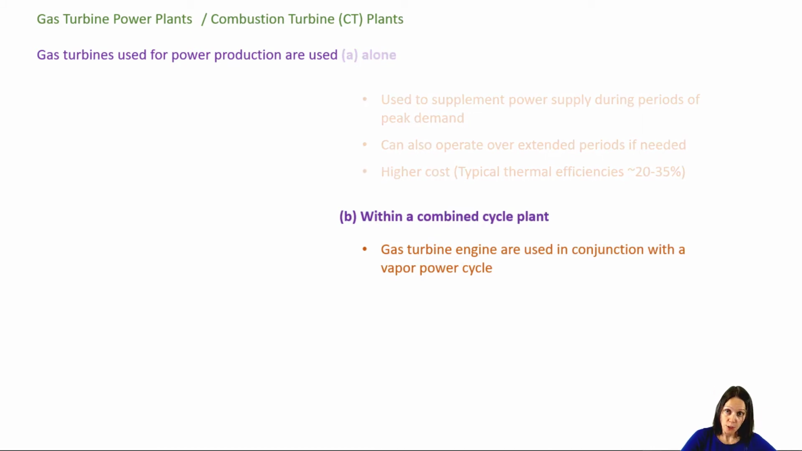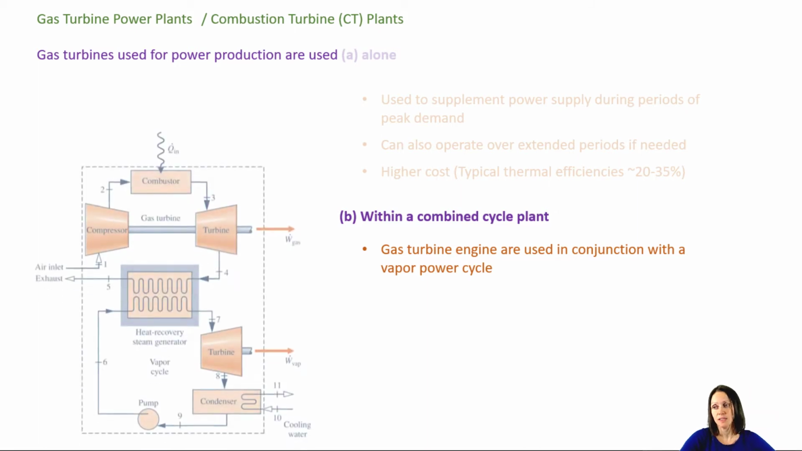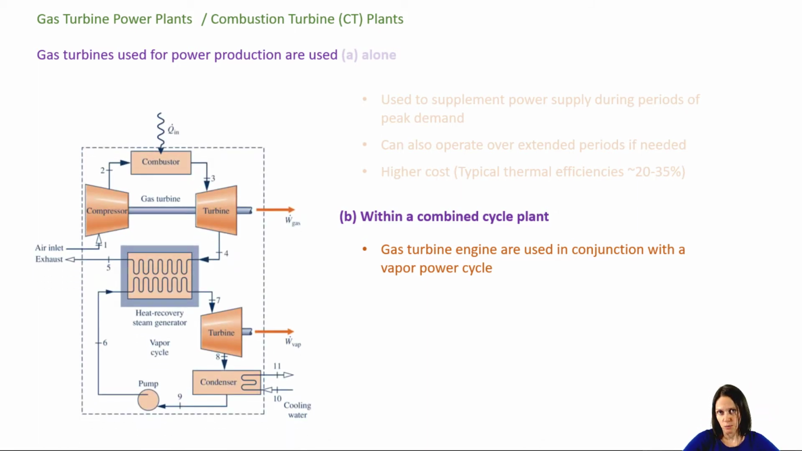They can also be used in a combined cycle plant. North Carolina has several of these. We might talk about these in more detail when we talk about vapor power cycles, but all I want you to know right now is that these are two types of cycles that are just put together. On the top, you've got a gas turbine engine, and we'll talk about this in this segment in more detail.